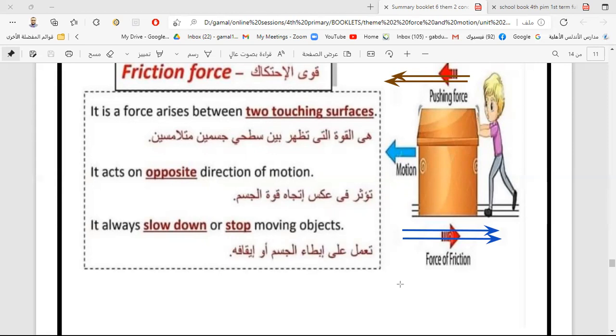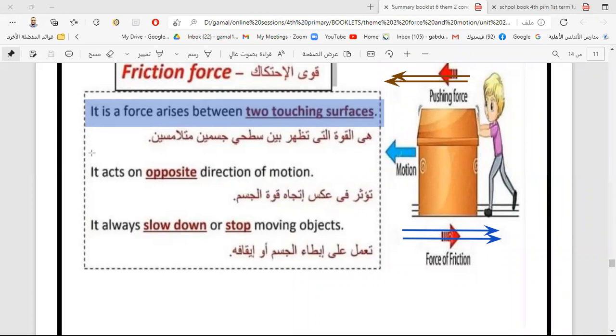Why does the friction slow down the motion? Because it is in opposite direction. Okay? What is meant by friction now? I need somebody to tell me what is meant by friction. Omar Abu Arab, what is meant by friction? Friction is a force that arises between two touching surfaces. One of them is moving, or two of them are moving. Must be one of them is moving.